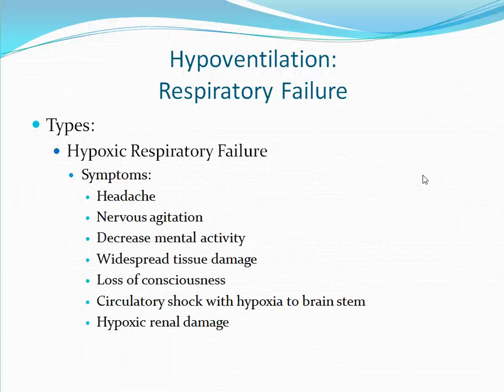Symptoms include headache and nervous agitation. These first two are initially seen due to the hypoxemia. You can also see a decrease in mental activity, widespread tissue damage, and a loss of consciousness. These occur with a progressive decrease in the concentration of oxygen. Circulatory shock can develop with hypoxia to the brainstem, and hypoxic renal damage can also occur.